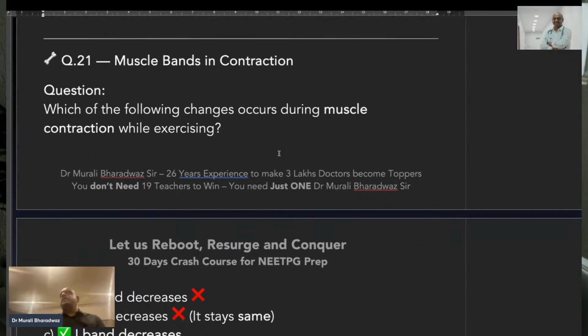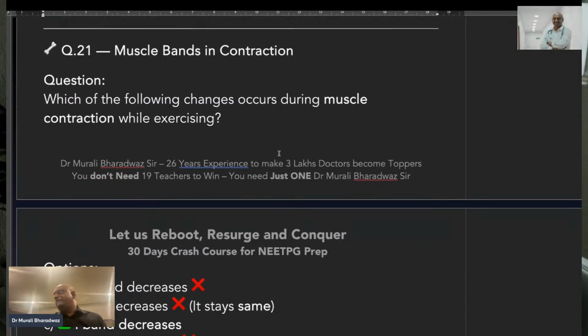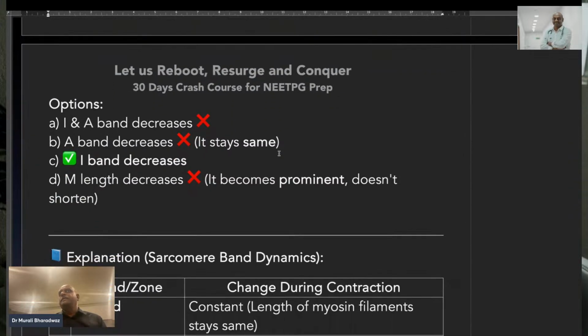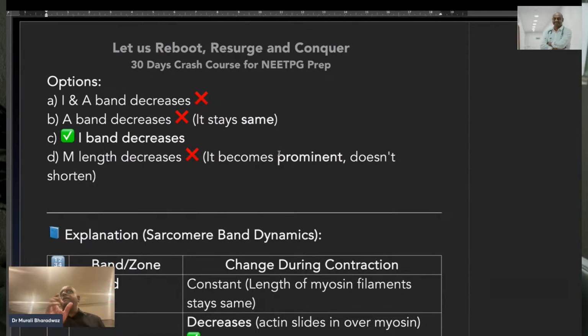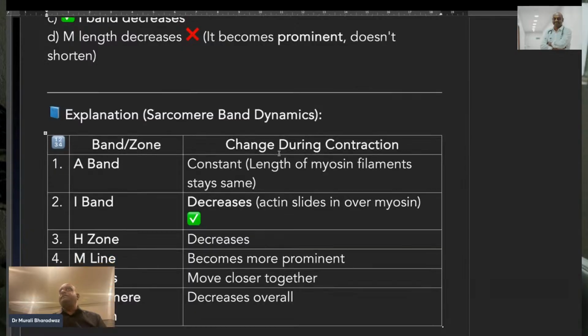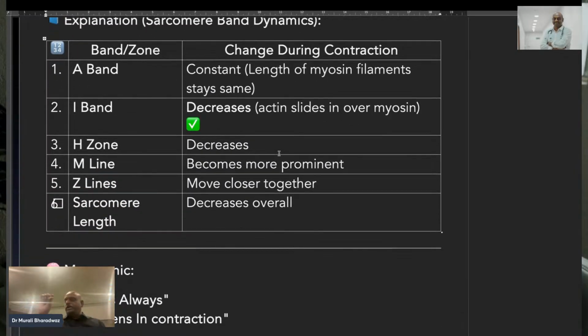What changes occur during muscle contraction when you are exercising? Right, doctor? I band decreases. A band remains same. Right? So first of all, what is A band? It is in the middle, myosin filament, thick band, that will remain constant. Then I band will decrease because actin slides over myosin. I band is because of that. Quickly review.